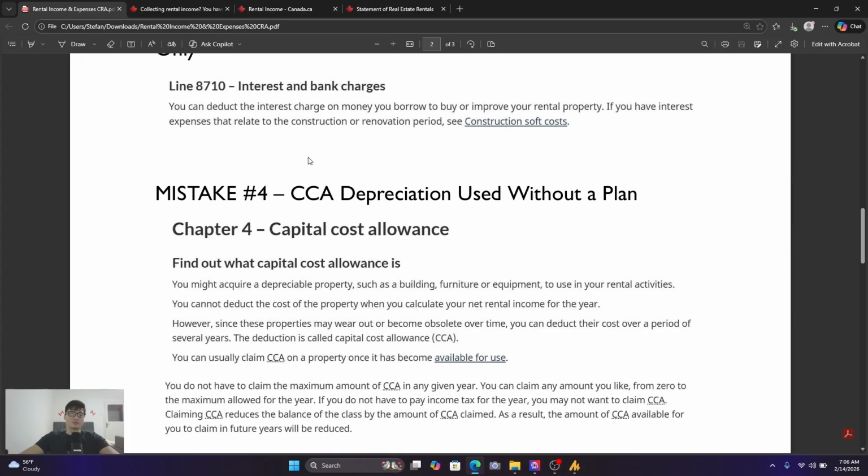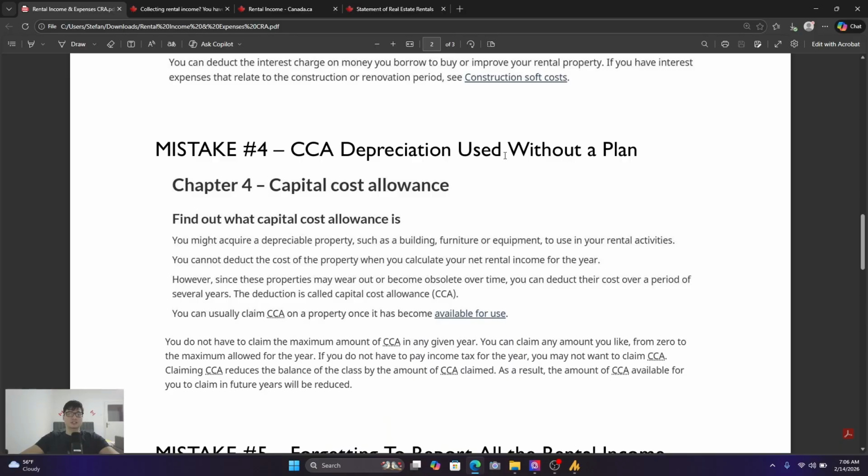Mistake number 4 here is CCA depreciation used without a plan. CCA cannot create or add to a loss, a rental loss. The thing about CCA is you don't have to take it in the year. You can take it in the next year or the following year.